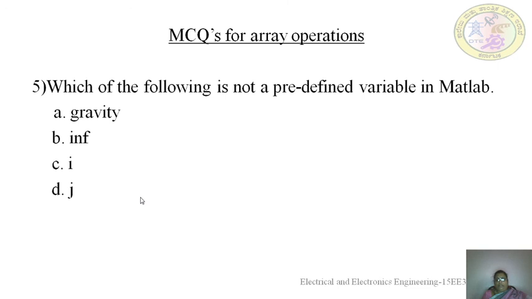Which of the following is not a predefined variable in MATLAB? Already we know that there are some variables in MATLAB which are predefined. I is predefined, J is predefined, infinity is also predefined, but the one which is not defined is gravity. So the answer is A.